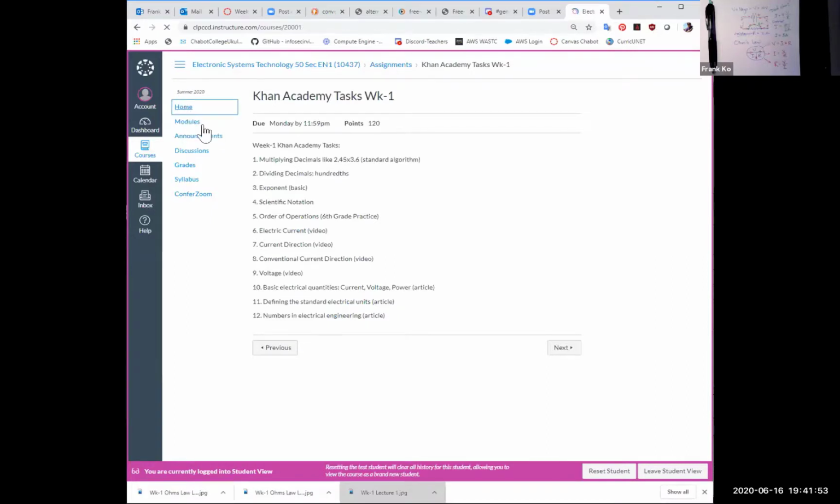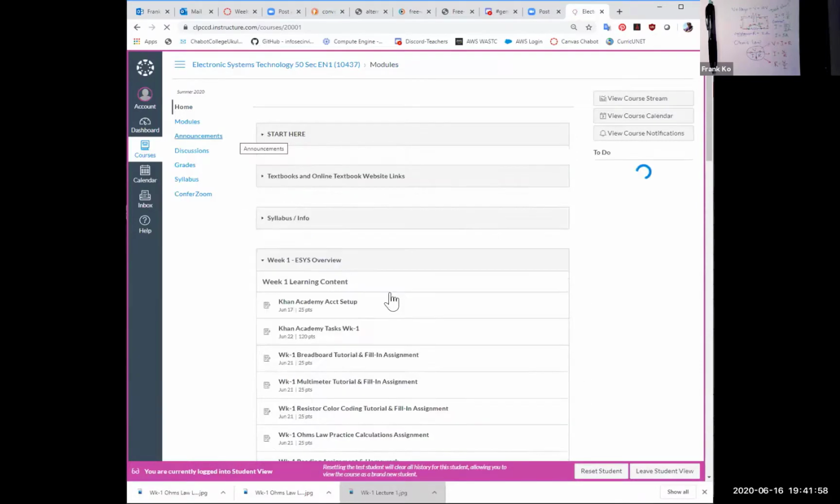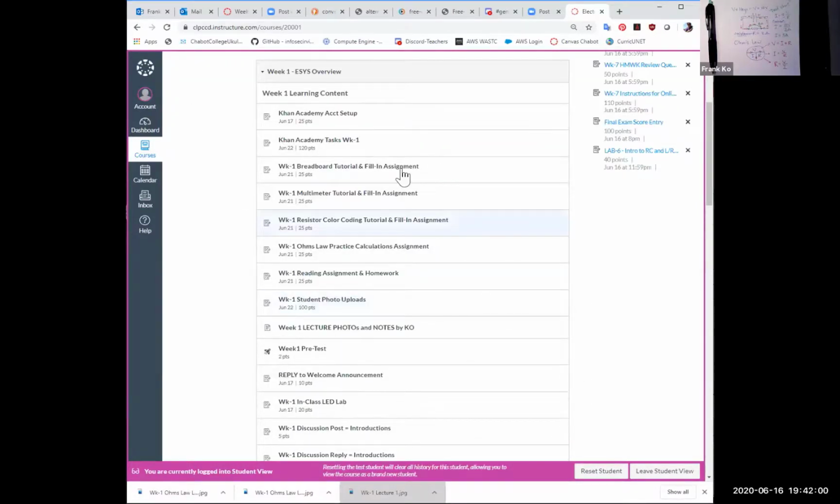Then as we move along, mosey on down, next thing we encounter is breadboard tutorial, multimeter tutorial, and resistor color coding tutorial. These are all new. Each one of these is created just a couple days ago, if not yesterday. So let's take a look at the breadboard tutorial because we're about to jump into this.